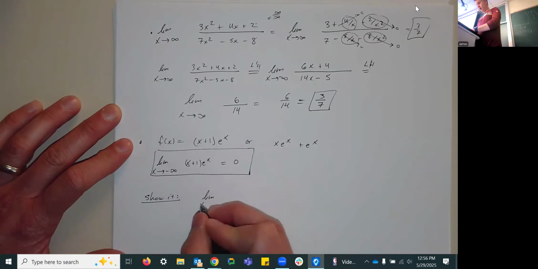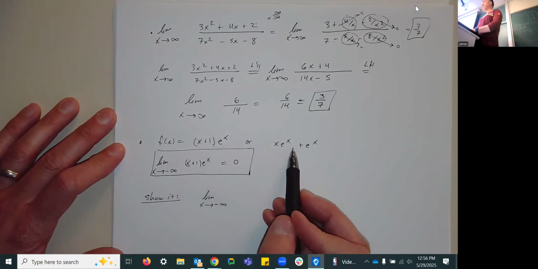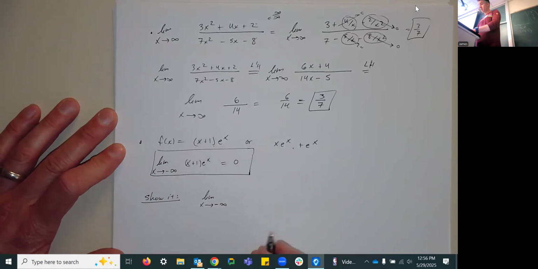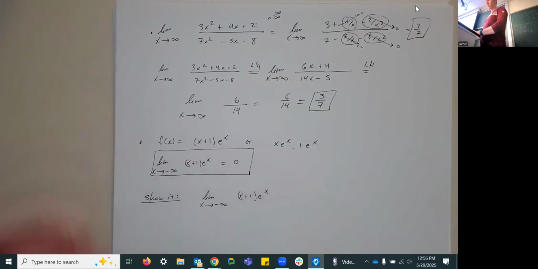So I will say, when you're using L'Hopital's rule, it usually is better to write it in a factored form versus an unfactored form because it makes it easier to turn it into a fraction. So if I have the x plus 1 times e to the x, notably, this is not in the right form. It's not a fraction. It's not a 0 over 0 or infinity over infinity.